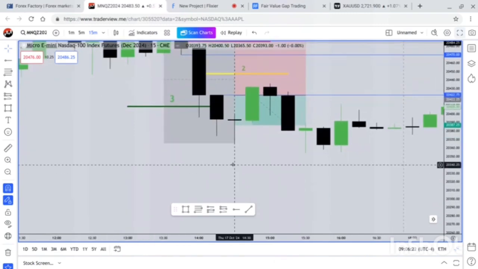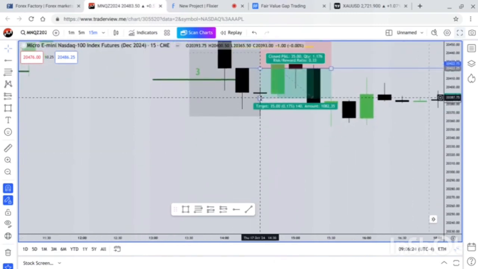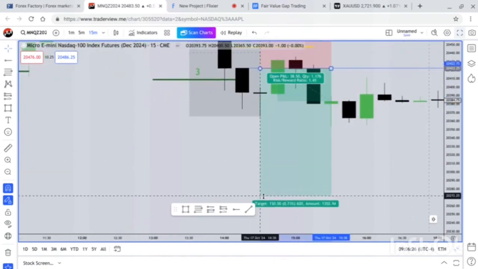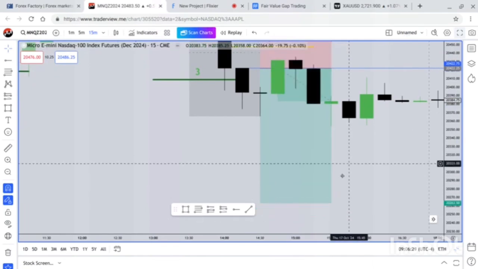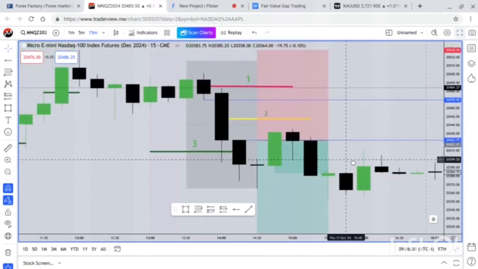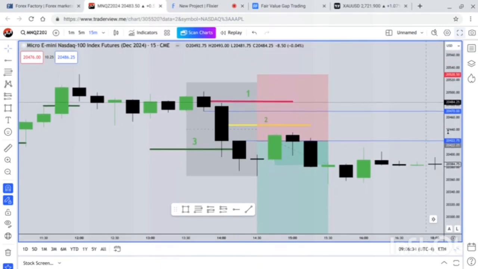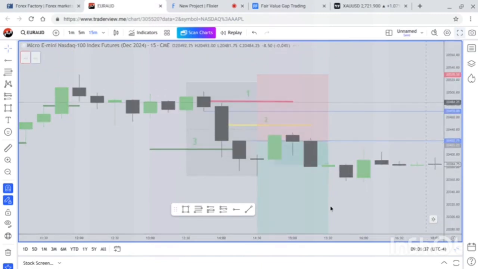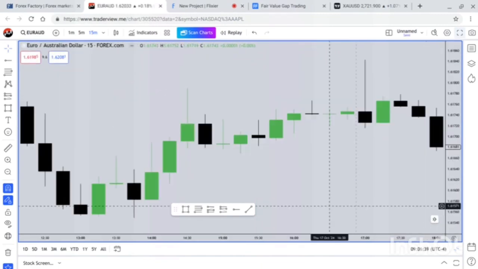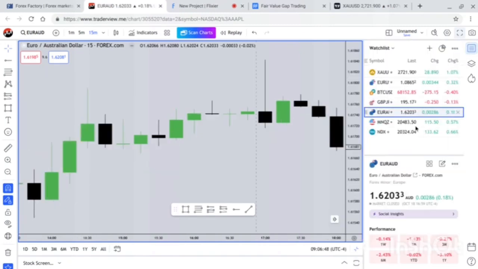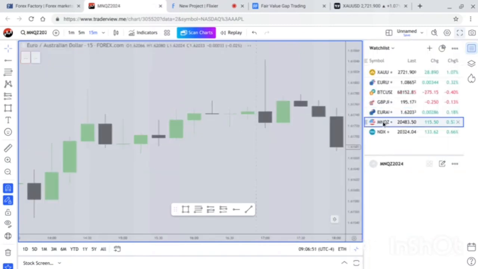Since you feel it's going to cool down, then you can set your take profit to another nearest liquidity, or to how far you wish the market can go. This is how we do the entry. And the system wants to, oh, I mistakenly pressed the space button, so it took me to Euro AUD. So let me change back the position. I think it's Nasdaq.